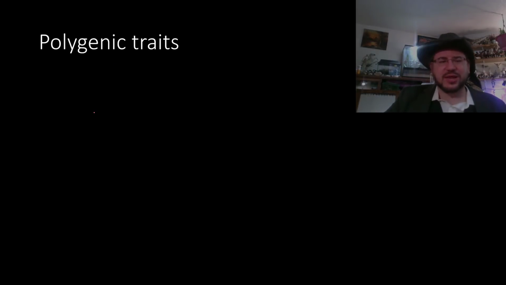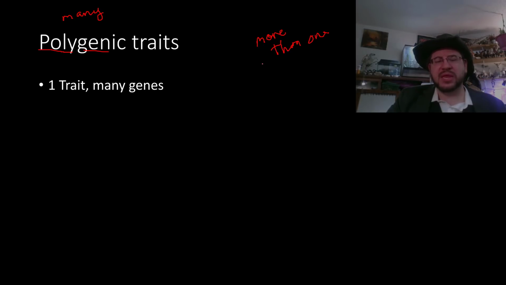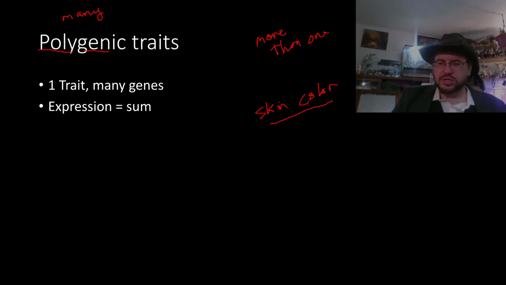So let's go on. Polygenic traits. Poly being the Latin prefix for many, and gene, so there is more than one gene governing this trait. One trait, many genes. The gold star example of this is skin color. Skin color is an absolutely beautiful example of polygenic traits. There are 3 genes governing skin color, and your specific skin color is just the sum of dominant and recessive alleles.